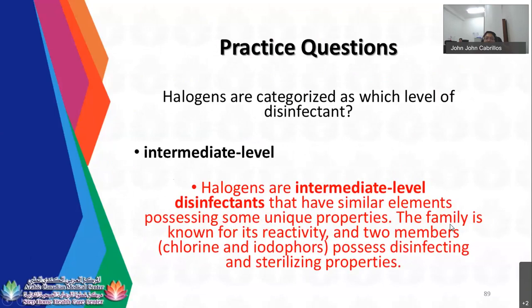So halogens are categorized as which level of disinfectant? Halogens are intermediate level disinfectants that have similar elements, possessing some unique properties. The family is known for its reactivity in two members, which are chlorine and iodophors. So that's it.